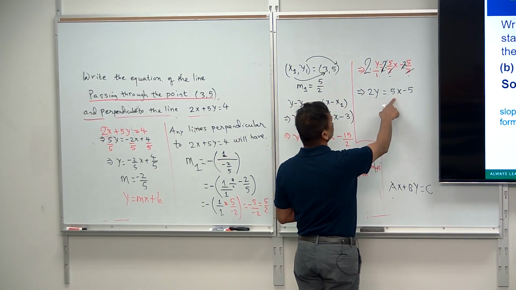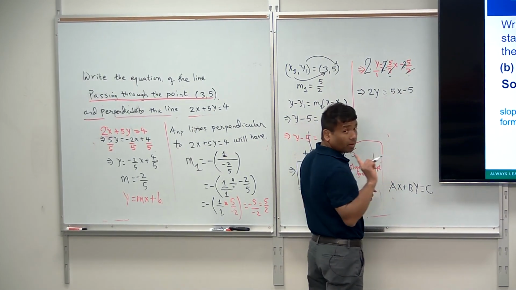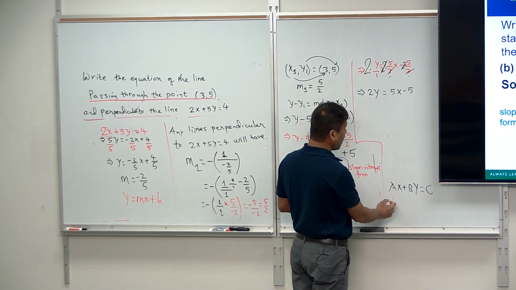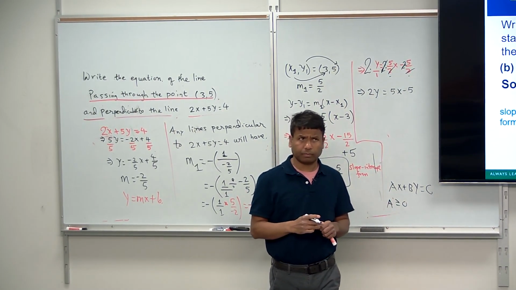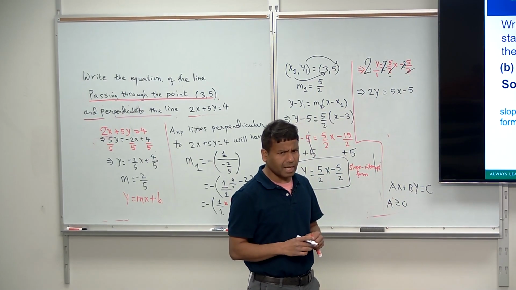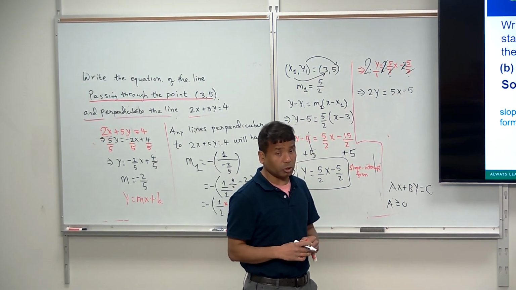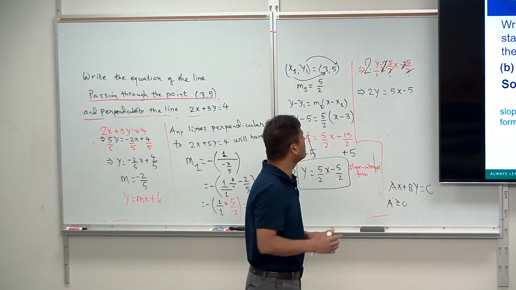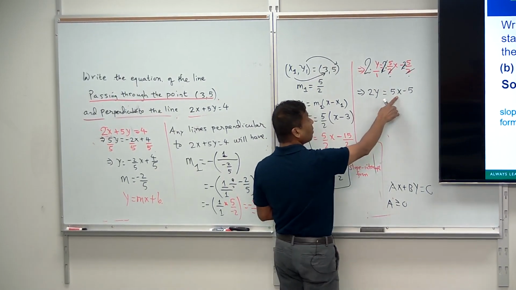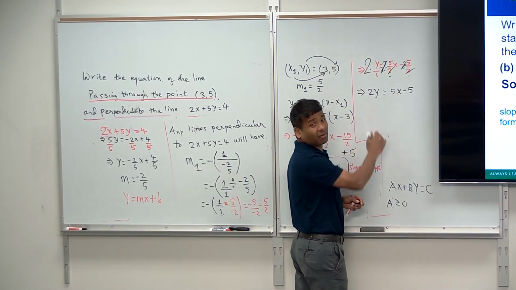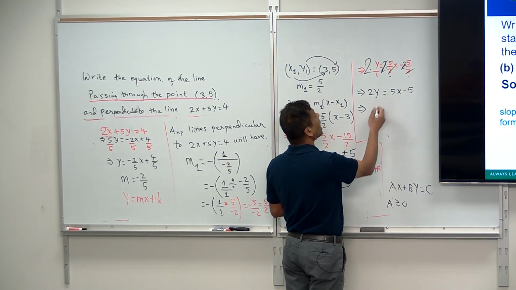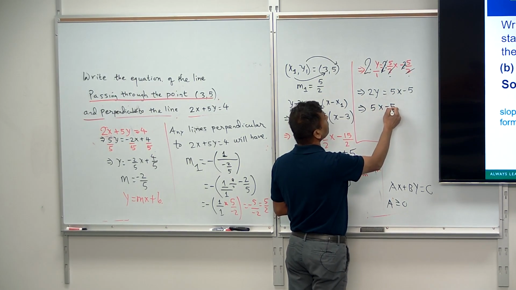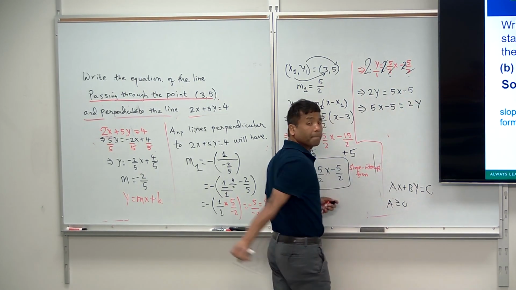So you need to move 5x. Now, you have to be very careful. In the standard form, a is always non-negative. That makes sense? A cannot be negative, it should be either 0 or positive. So if I move 5x to the left side, I have a negative 5x. Right? Hold on a second. I can rewrite this in this way. Is that the same?